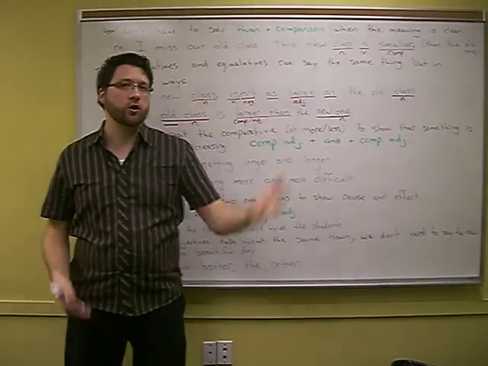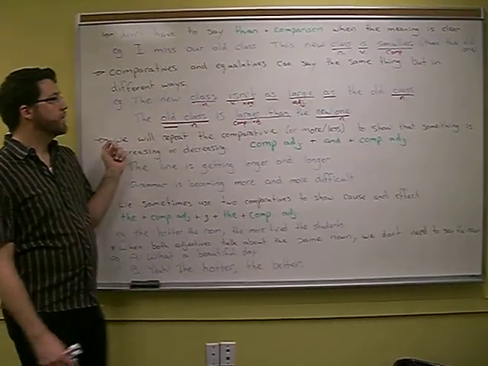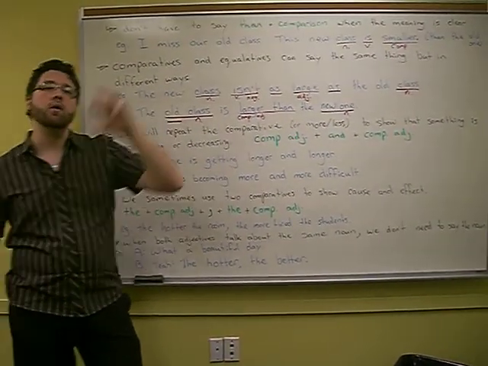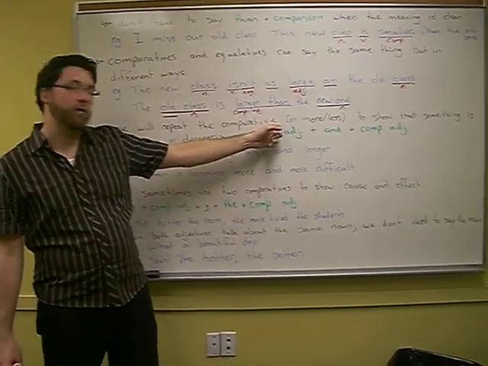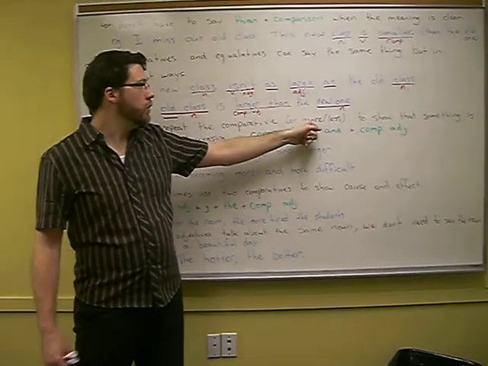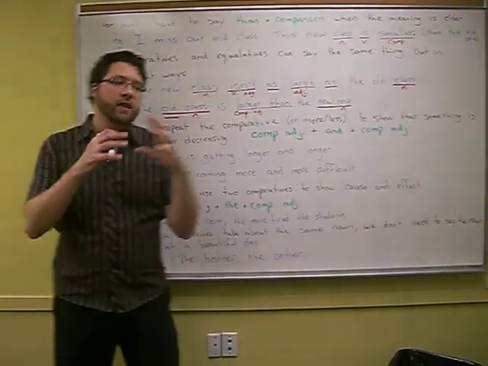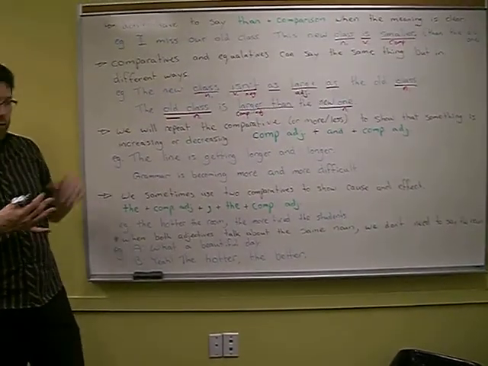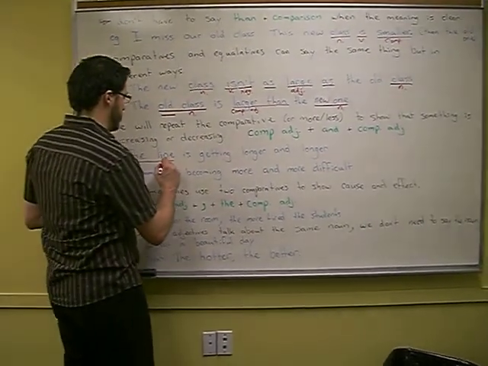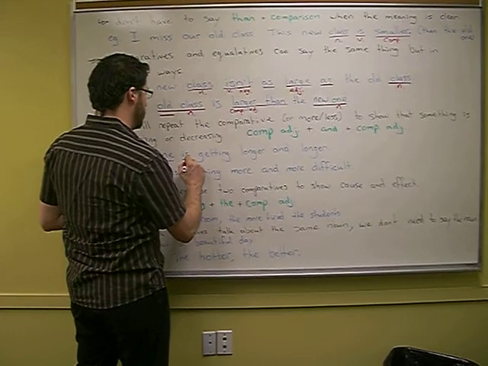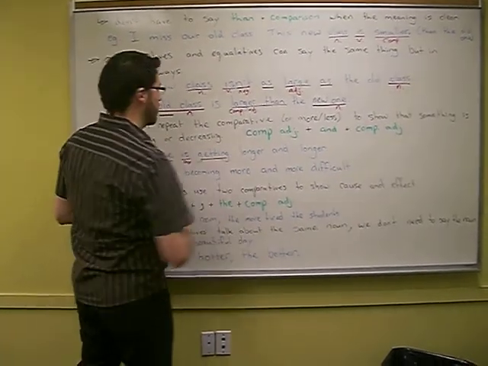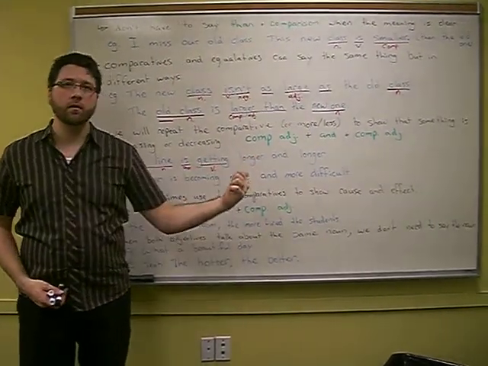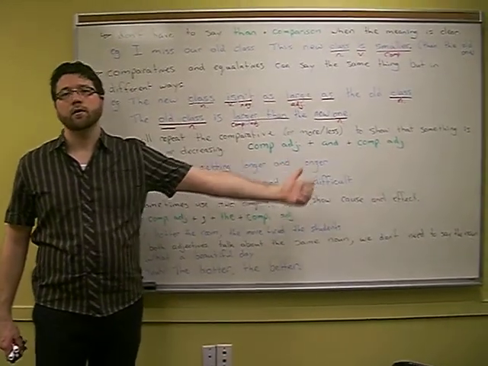And to show this change, to show how it's changing, we'll use a different form. We'll use our comparative adjective and we will repeat it. Either the comparative adjective, or if it's long, we'll repeat more or less. And it shows that something is increasing or decreasing. So, for example, the line is. And here, is not our main verb. It's our auxiliary because getting is the verb. Our line is getting longer and longer.